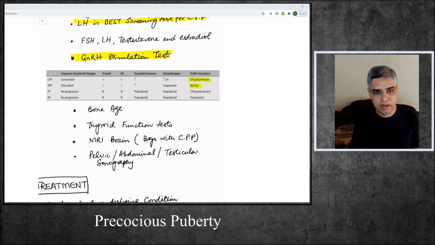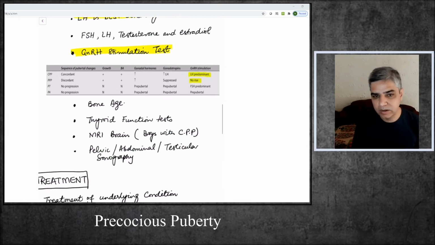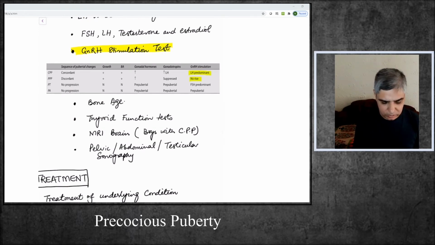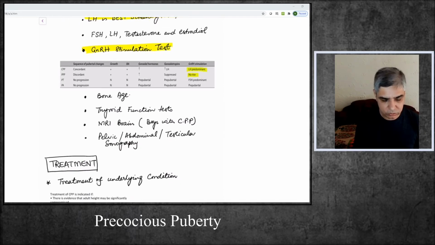And along with that, especially in gonadotropin independent precocious puberty, it's very important that you do a complete abdominal and pelvic sonography. You also do a testicular sonography to see if there is any testicular mass which might be secreting excess of the male hormones. So it's very important to do a complete ultrasound of the abdomen, pelvis and the testes or scrotum.